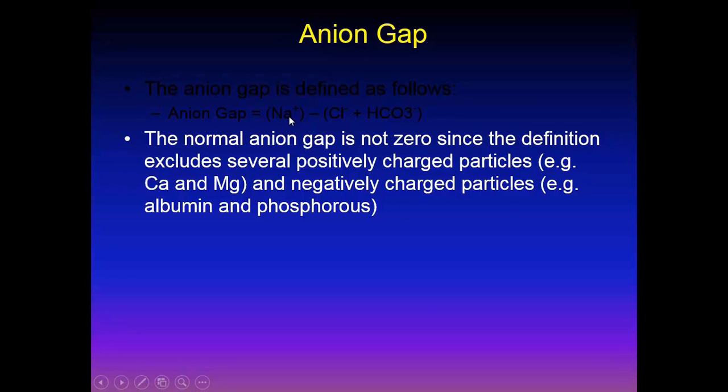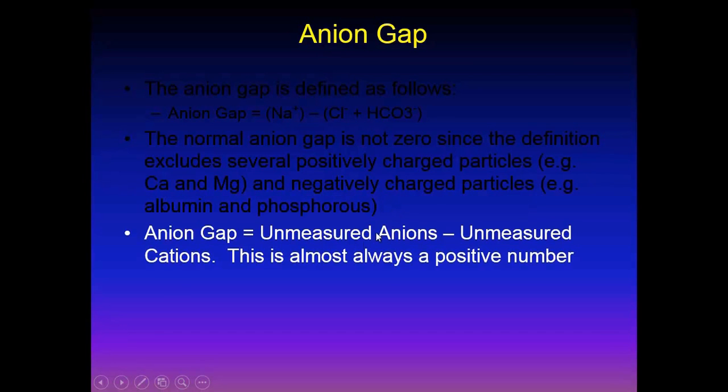There's other ones like calcium, magnesium. We're certainly not including all of the negatives, phosphorus, so you'd be surprised if the anion gap came to zero with all of these exclusions. But in an average person, this is a little bit positive. Between 5 and 14 is a typical difference of the sodium and a normal chloride and bicarbonate.